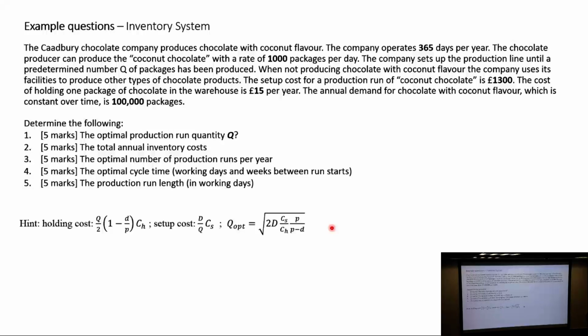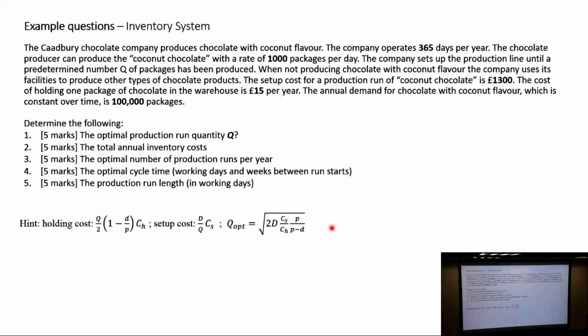If you look at the question, the story is pretty simple. You produce something and work for some days, then you shut down your production line and wait for some days, and then you start the production line again. This is usually the format of the story. You should calculate the optimal production run, Q, that's the crucial thing. Once you have your Q, you should calculate the total annual inventory cost, and also the optimal number of productions, cycle time and run length. And these are the only questions you will be given.